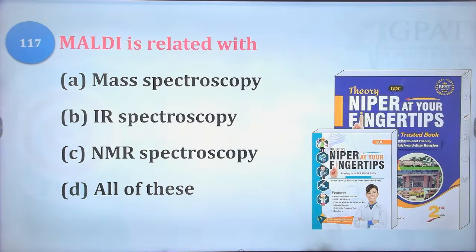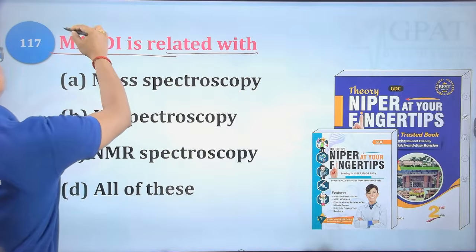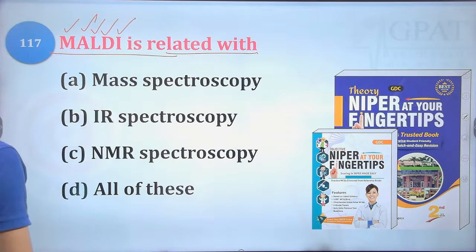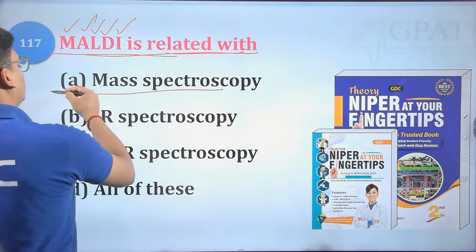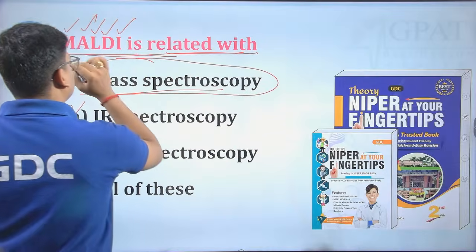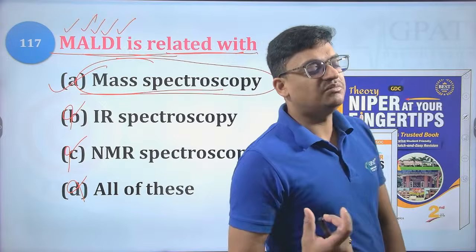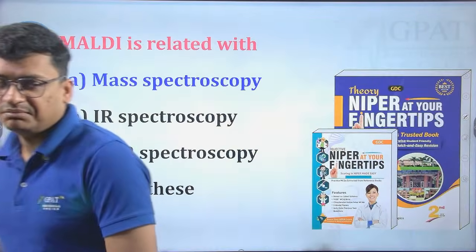Now, MALDI is related to what? Matrix-assisted laser desorption ionization. So what will be the correct answer? Mass spectroscopy, IR, NMR, all of these? No. This is related to mass spectroscopy, specifically when we have larger biomolecules, proteins. In those cases, we use this method.